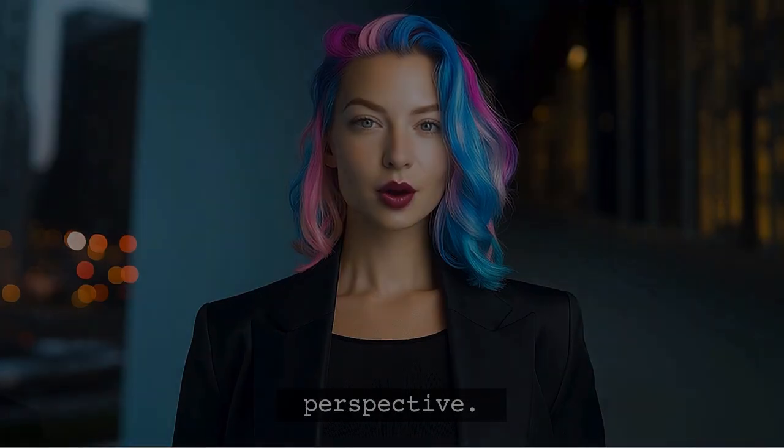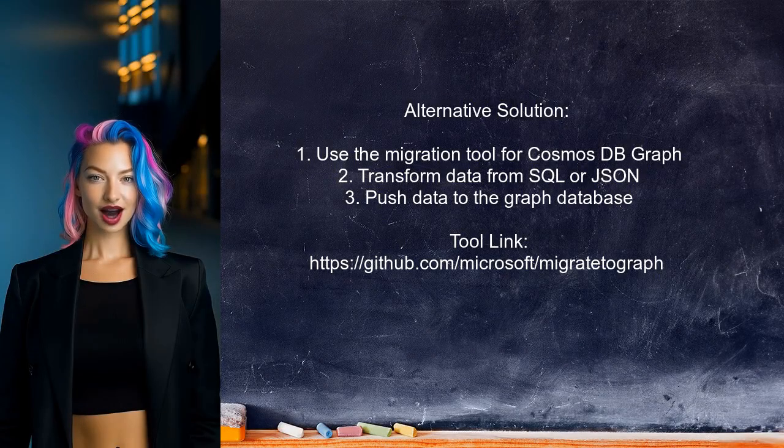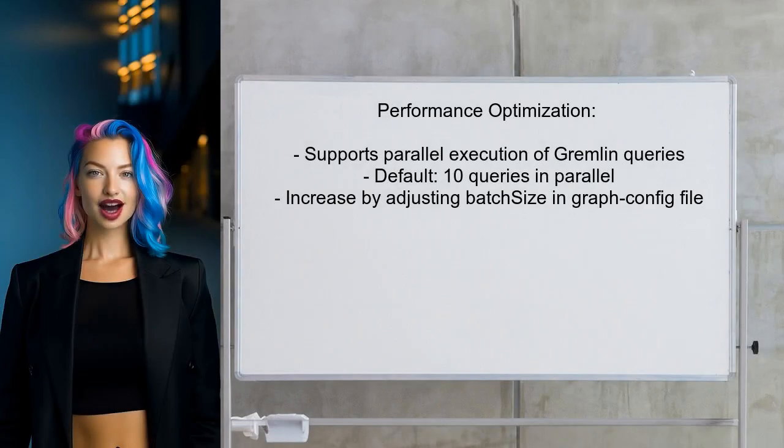Let's see another perspective. An alternative solution comes from a user who created a tool for migrating data to Cosmos DB Graph. This tool allows you to transform data from SQL or JSON and push it to the Graph database efficiently. The tool supports parallel execution of Gremlin queries, making it significantly faster. By default, it runs 10 queries in parallel, but you can increase this number by adjusting the batch size in the configuration file.